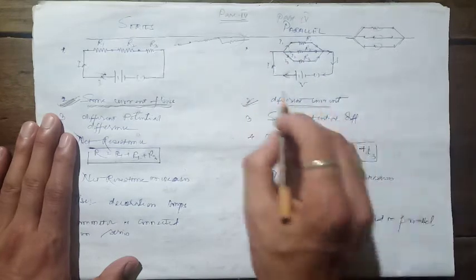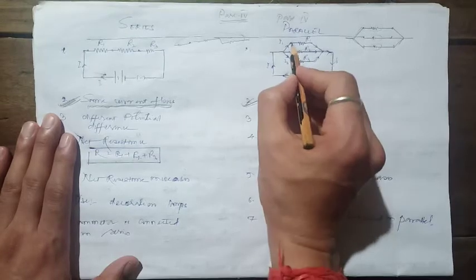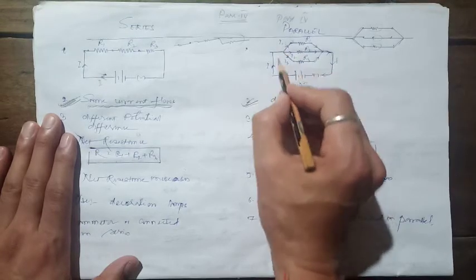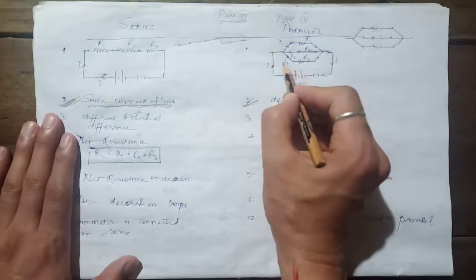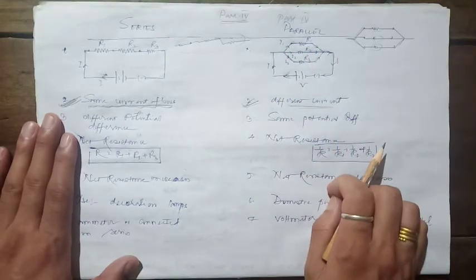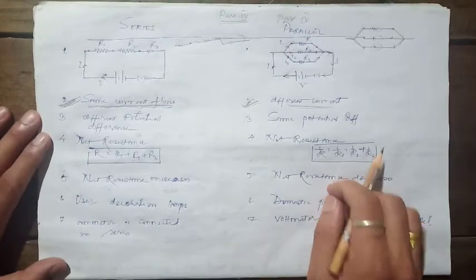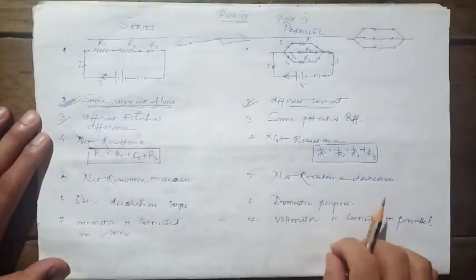Different current flows through the different resistors. Through resistor R1, I1 current is flowing. Through resistor R2, I2 current is flowing. Through resistor R3, I3 current is flowing. That's what we mean by different current flowing through the different resistors. Okay students, now let's move on to the third point.